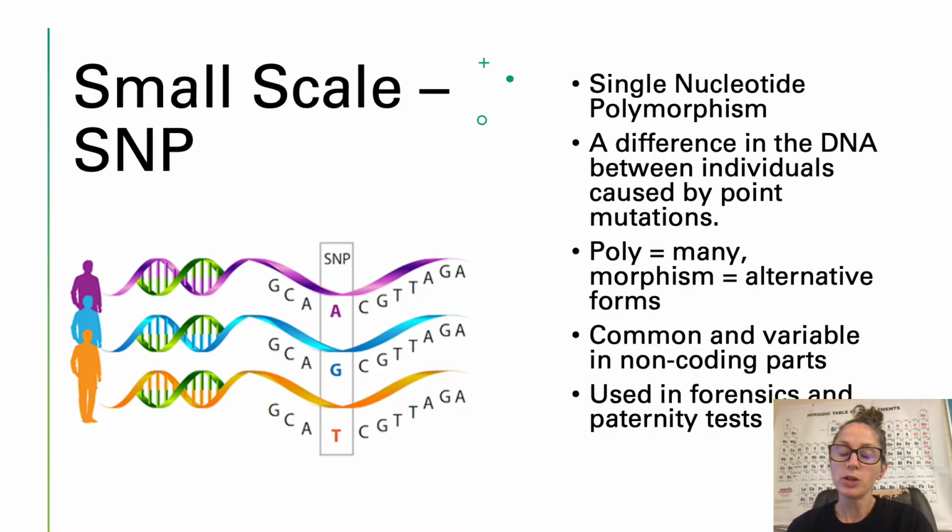So single nucleotide polymorphisms are just an interesting side effect of a point mutation. So somewhere in non-coding DNA, so in the introns, for example, there might be just a single nucleotide difference between individuals in a population. So one individual might have an A, another a G, another a T in the same spot, and it doesn't have an effect on the organism. So it would be in a non-coding region. These are useful in forensics and paternity tests, and we're going to have some fun with that a little bit later in this unit.